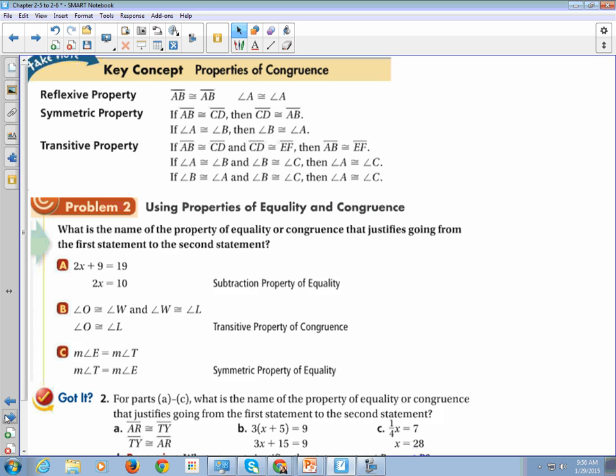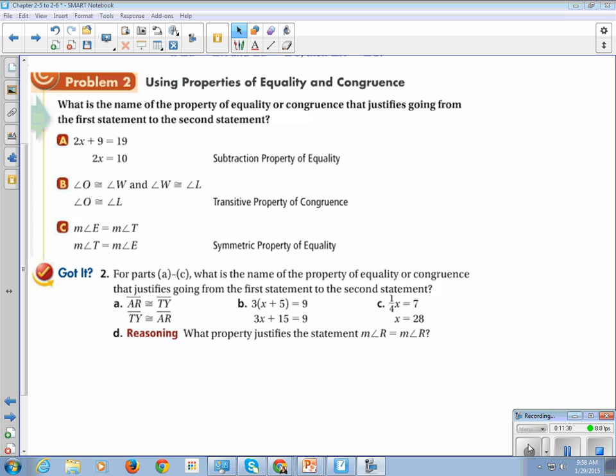Transitive property says if line segment AB is congruent to CD and CD is congruent to EF, then you can cut out the middleman and say AB is congruent to EF. And that works for the angles as well. If angle A is congruent to angle B and angle B is congruent to angle C, then angle A is congruent to angle C. And so on and so forth.